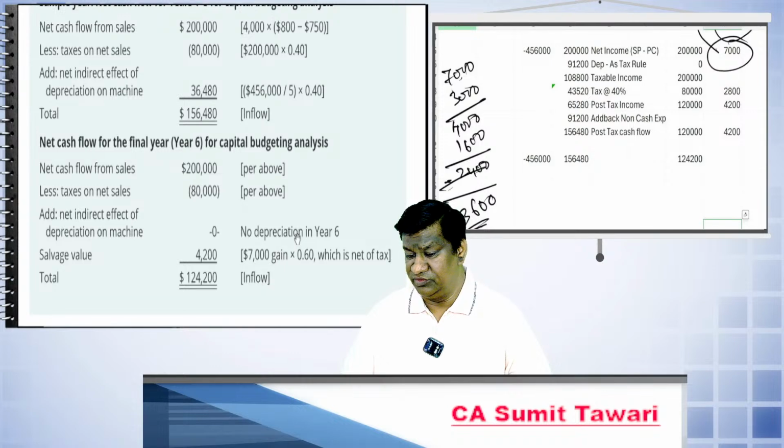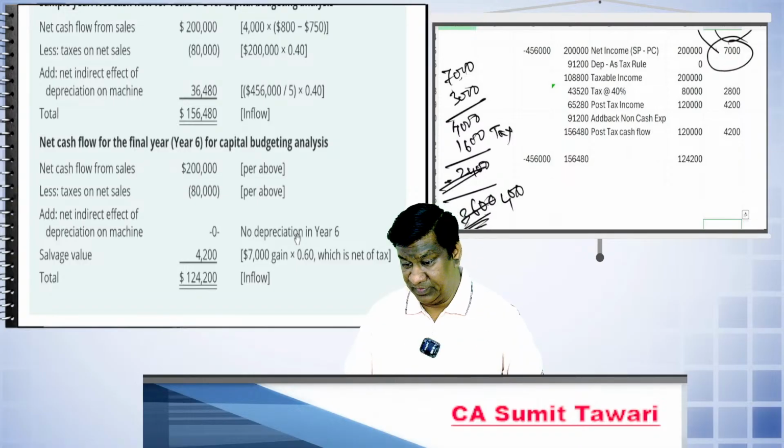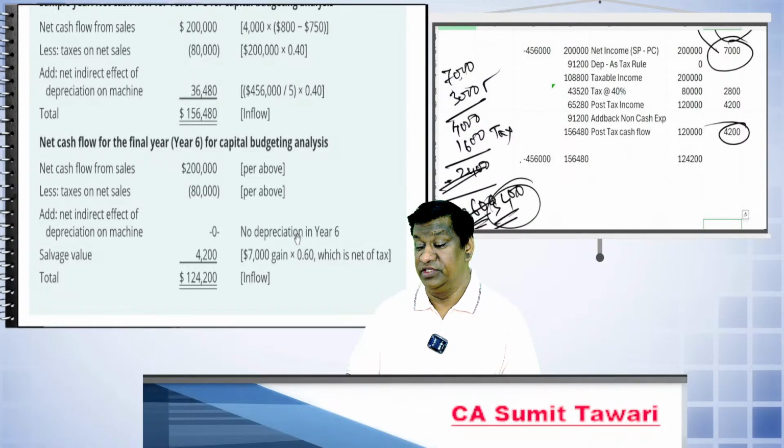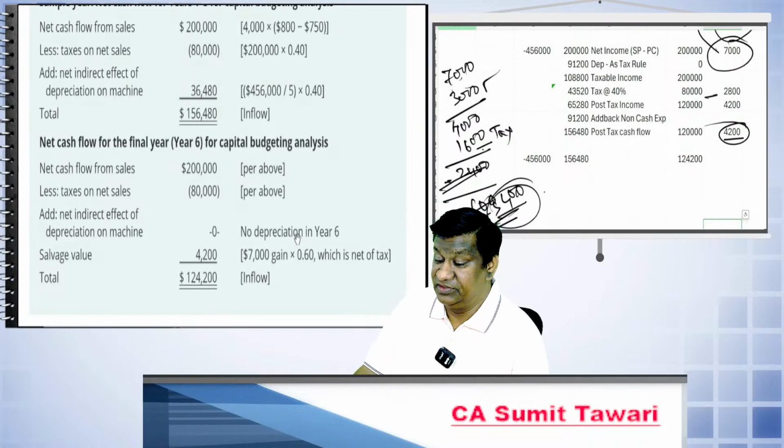Okay, so actually 1,600 is the tax amount. So 7,000 minus 1,600 is 5,400. Instead of 4,200, this is your post-tax value, because 3,000 is the book value available. So that's why your tax liability is reduced. Against 2,800, it is now 1,600. So that's why the post-tax terminal value of the receipt is basically, instead of 4,200, it is 5,400. Okay, so I hope you are able to understand this concept.